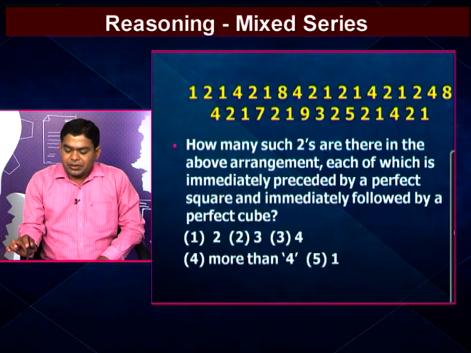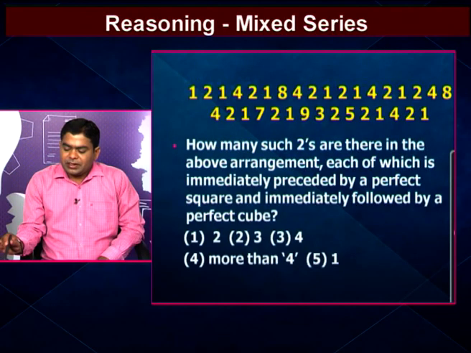After that we go to the next 2. That one is preceded by 3, which is not a perfect square. That's why it is not counted. After that we go to the next 2. That one is preceded by 5 and followed by 1. 5 is not a perfect square, that's why we do not count that 2. After that we go to the next 2. It is preceded by 4 and followed by a perfect cube.